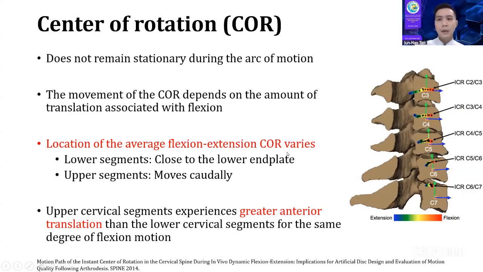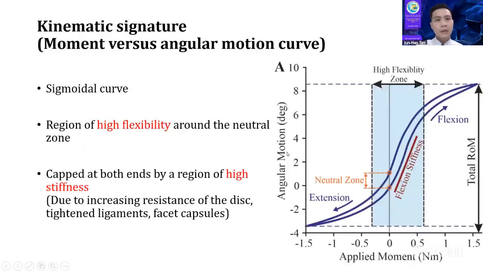And finally, the last biomechanical concept of the native cervical spine is the kinematic signature, which essentially just means the movement versus the angular motion curve. You can see the y-axis is the angular motion per degree, and the x-axis is the applied moment to the cervical spine. It is a sigmoidal curve. In the middle, there is a neutral zone whereby there is high flexibility despite putting very little moment force. However, at both ends, in flexion as well as extension, there is high stiffness, and that of course is because of increasing resistance of the disc, the ligaments, and the facet capsules as well. So why is that important?